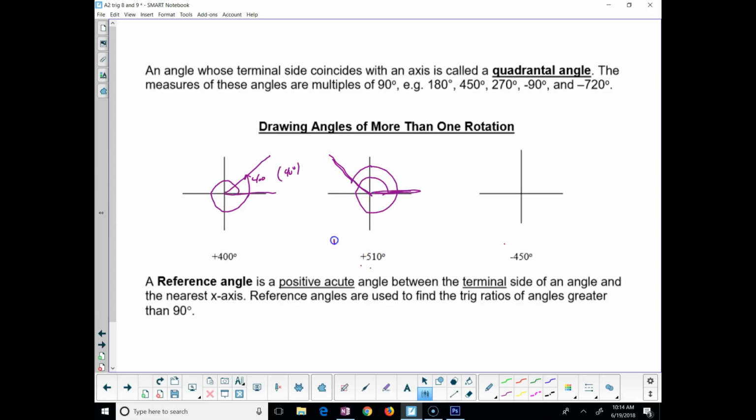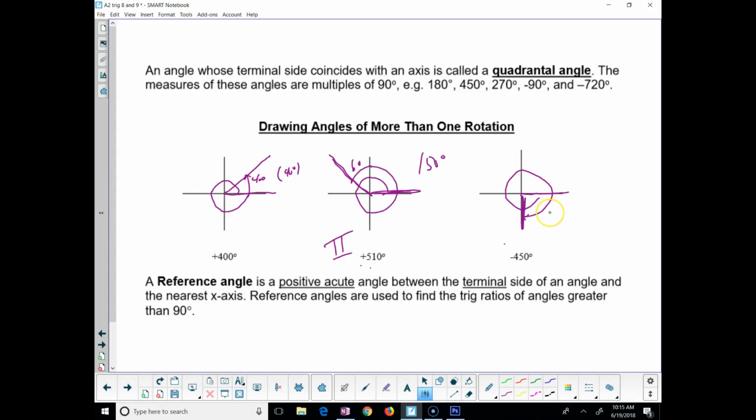So notice how we're in quadrant 2 with this angle. If you thought about it, we've gone 450, and there's still another 60 degrees here. This is 90. This is the same as 150 degrees. Okay. Negative 450, that means you start here, but now you're going the opposite direction. Negative 90, negative 180, negative 270, negative 360, negative 450.